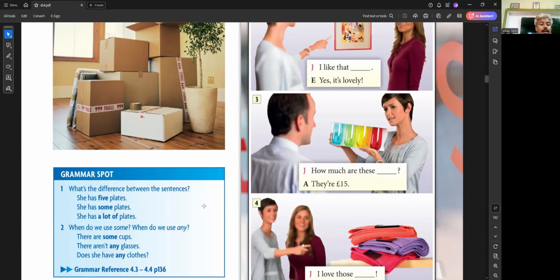Okay, beta. Look at the 3 sentences. There are some cups. There aren't any glasses. There aren't any carpets. Question. Does she have any clothes? Are there any Chinese students in our class? Are there any foreign students in our class? There aren't any foreign students in our physical class. There are some foreign students in the online class.